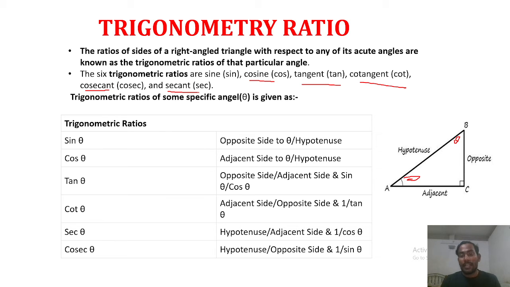Let's see in the next slide. Okay, so here we have a triangle ABC. Let's consider the triangle. Suppose we first consider this angle, the angle theta.